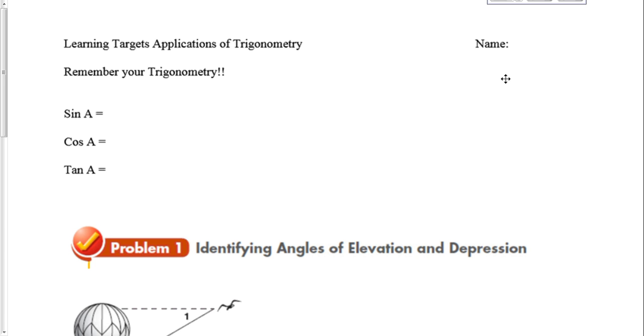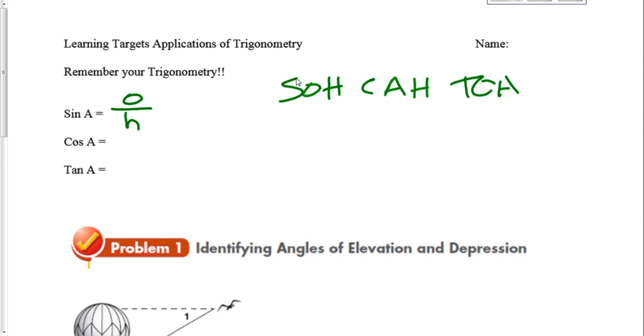All right, let's begin with some trig applications. So let's start by remembering our trigonometry and our ratios, using that fun word SOHCAHTOA. Drop that down, SOHCAHTOA. So the sine ratio is the opposite side over the hypotenuse. Remembering that our cosine is our adjacent over hypotenuse, and our tangent is our opposite over adjacent. Okay, so whenever you're doing a problem, make sure you're labeling your O, H, and A to help you out.